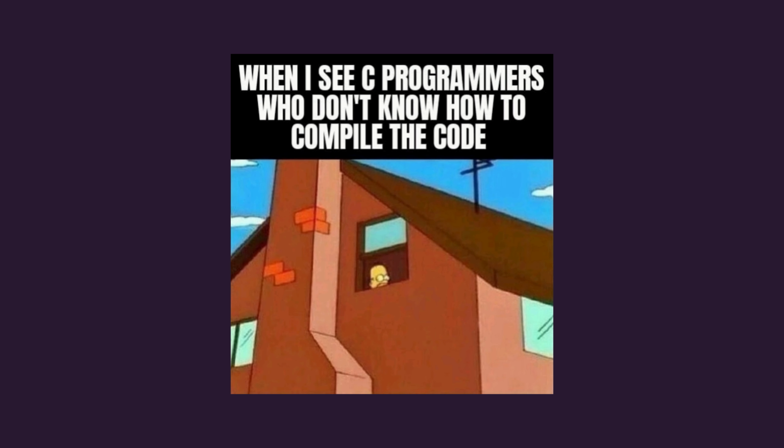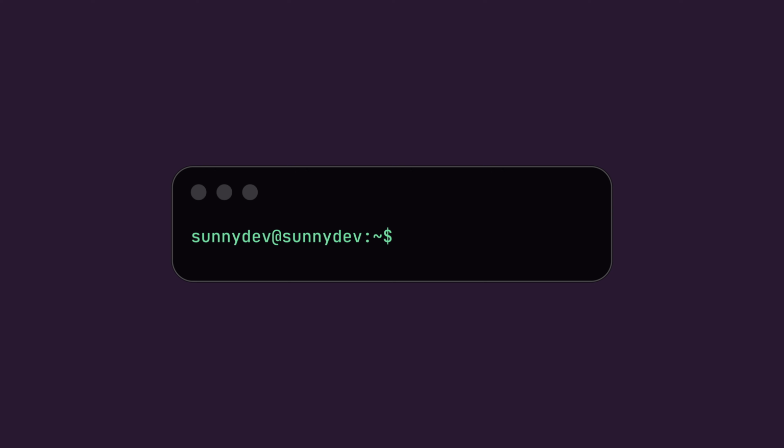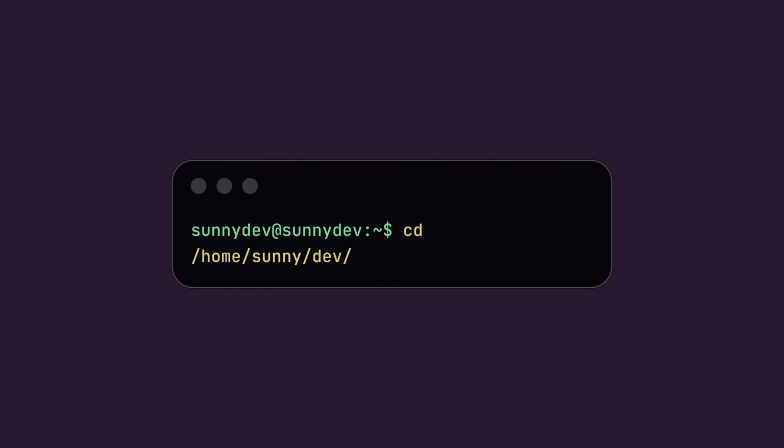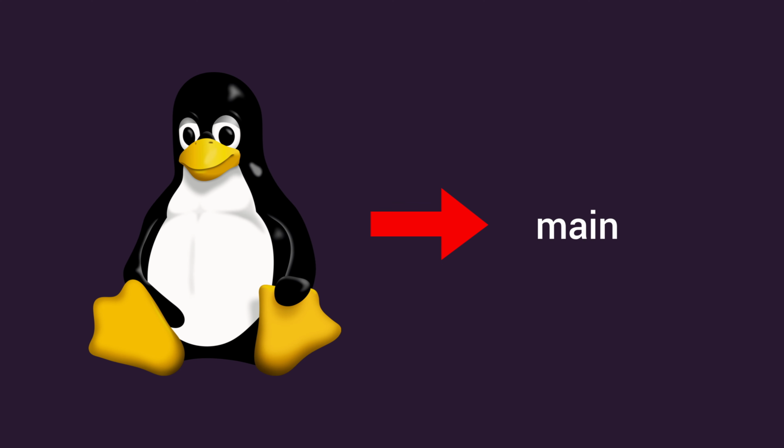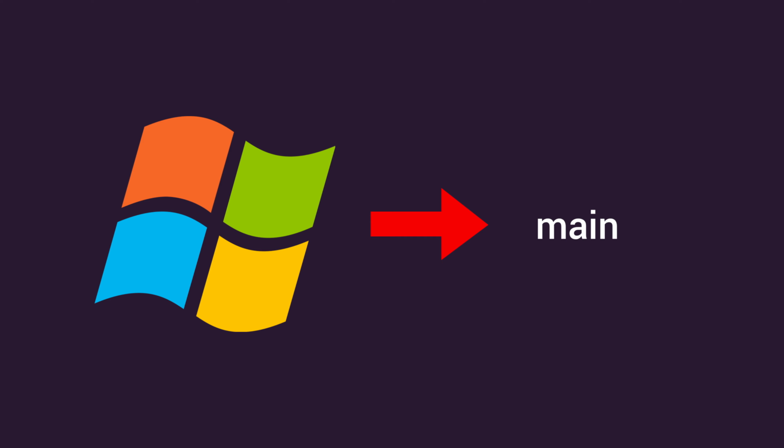Now, how do we run the code? To run it, open the terminal and cd to the path of your main.c file. Then type gcc main.c -o main. If you're on Linux, it will create a file called main without an extension. If you are on Windows, it will create a file called main.exe.